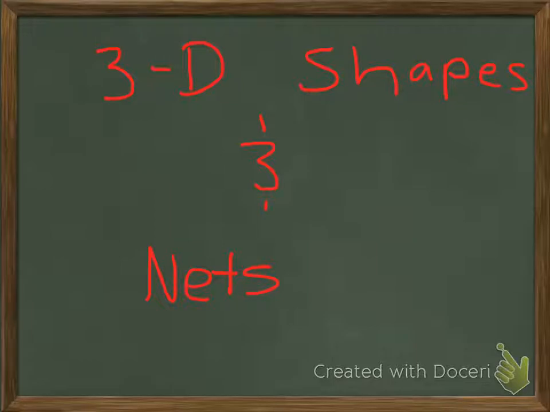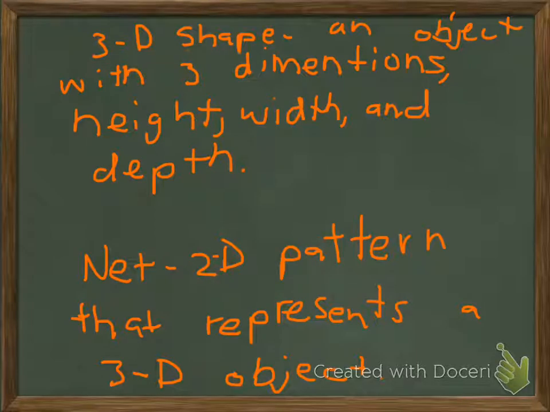First off, let's discuss what a 3D shape actually is. Basically, it's an object with 3 dimensions, which are height, width, and depth. Another aspect of a 3D shape is it has a net, or a 2D pattern that represents a 3D object.